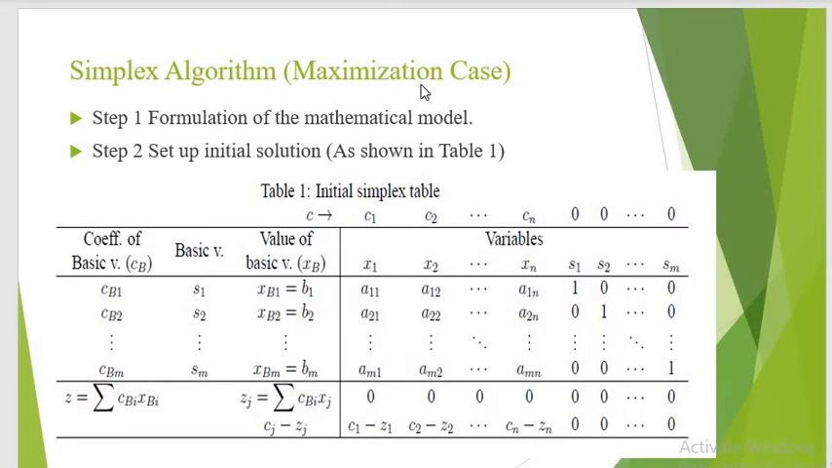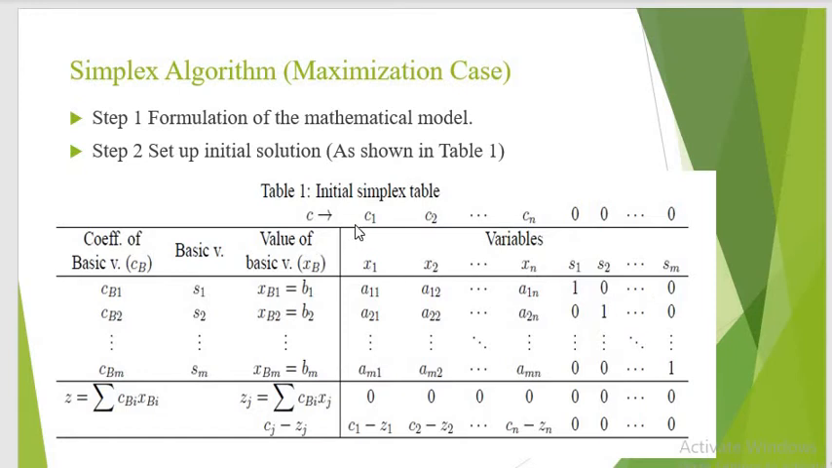Simplex algorithm, maximization case. Step 1 is the formulation of the mathematical model. Second step is the initial simplex table formulation. In the initial simplex table, the first column corresponds to the coefficient of basic variable, denoted by CB. Second column is the basic variable, that is B. Third column is the base value of the basic variable, denoted by XB. Then the remaining columns correspond to the variables x1, x2, etc., xn, s1, s2, etc., sm.